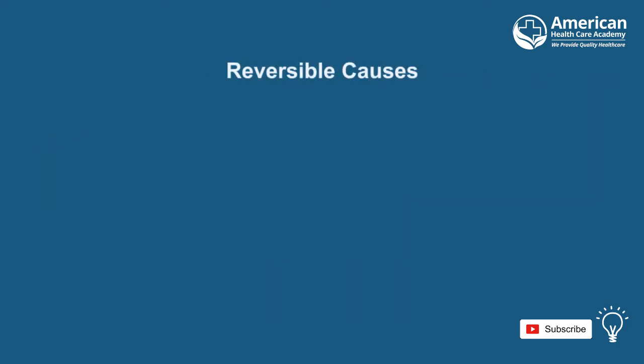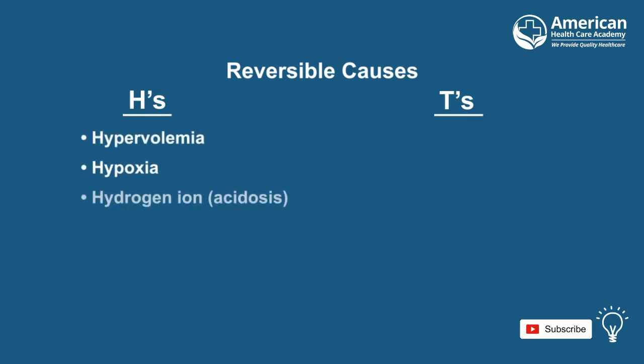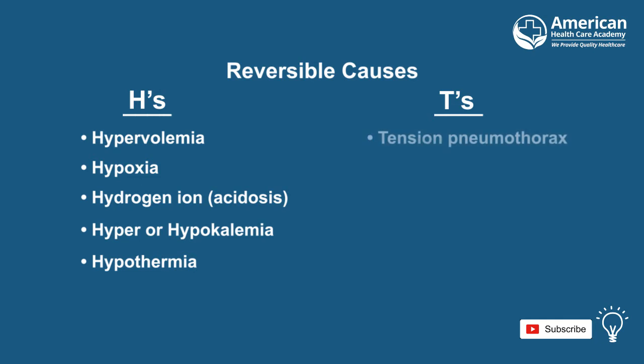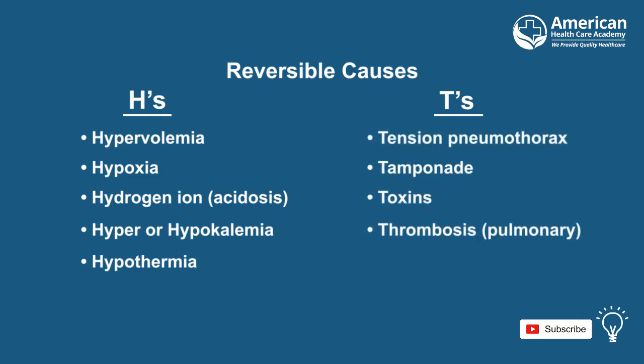Asystole can be caused by many reversible causes, which are represented by the H's and T's. We will go over the names of the 5 H's and 5 T's now, but for more details of each, please revisit the previous section. The H's are hypovolemia, hypoxia, hydrogen ion or acidosis, hyper or hypokalemia, and hypothermia. The T's are tension pneumothorax, tamponade, toxins, thrombosis, both pulmonary and coronary.